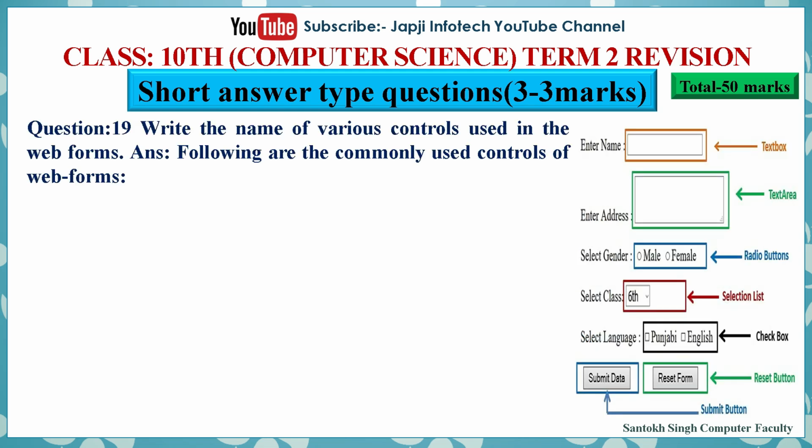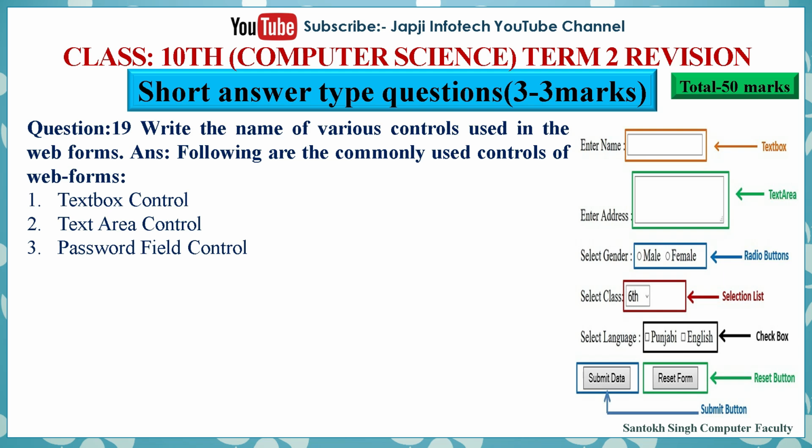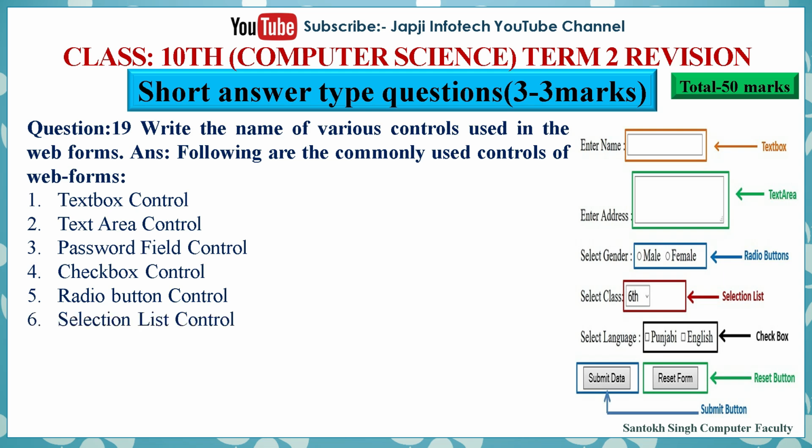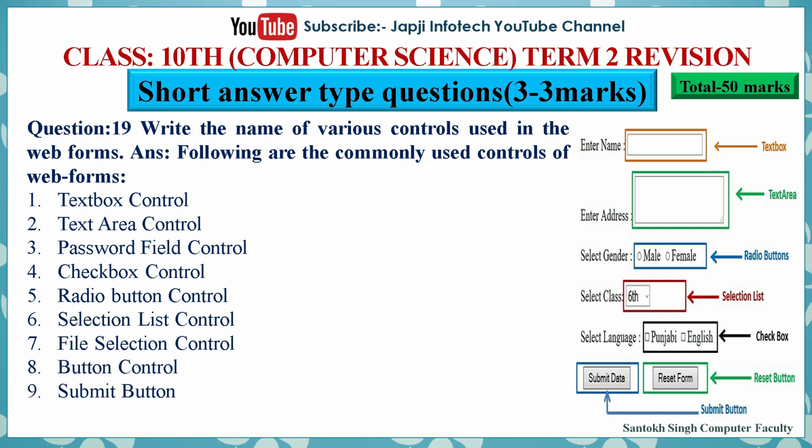And 19th question is write the name of various controls used in the web form, and the answer is following are the commonly used control of the web form. The first one is text box control, second one is text area control, third one is password field control, fourth one is checkbox control, fifth one is radio button control, sixth one is selection list control, seventh one is file selection control, eighth one is button control, ninth one is submit control, 10th one is reset button.